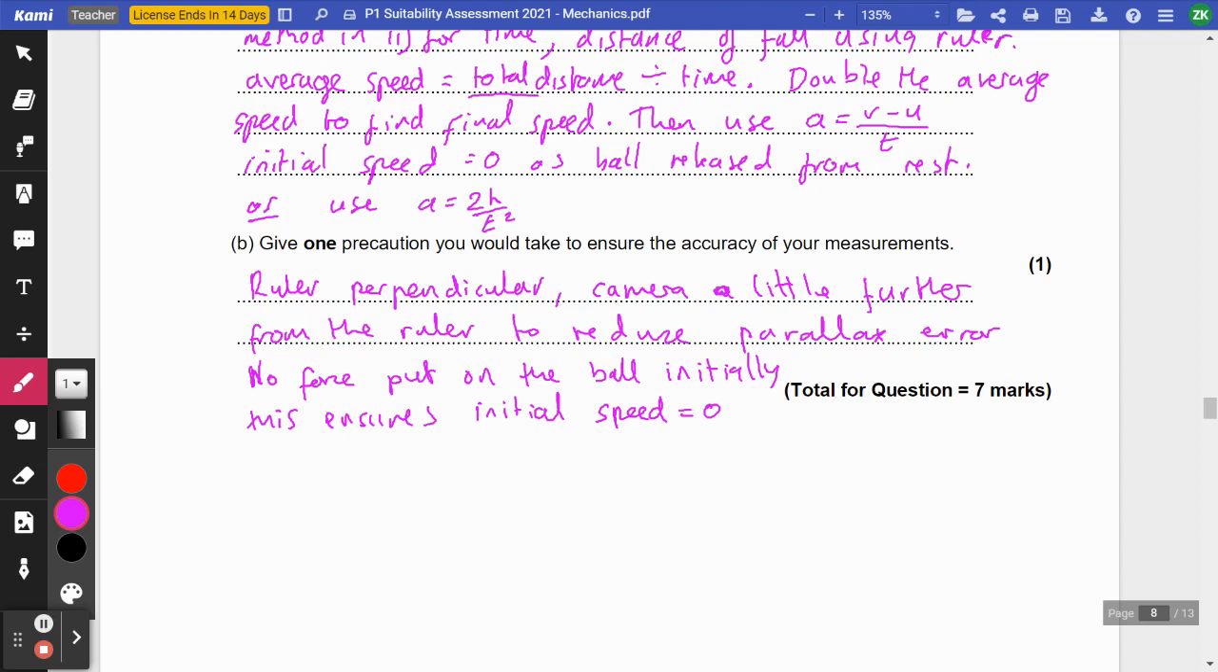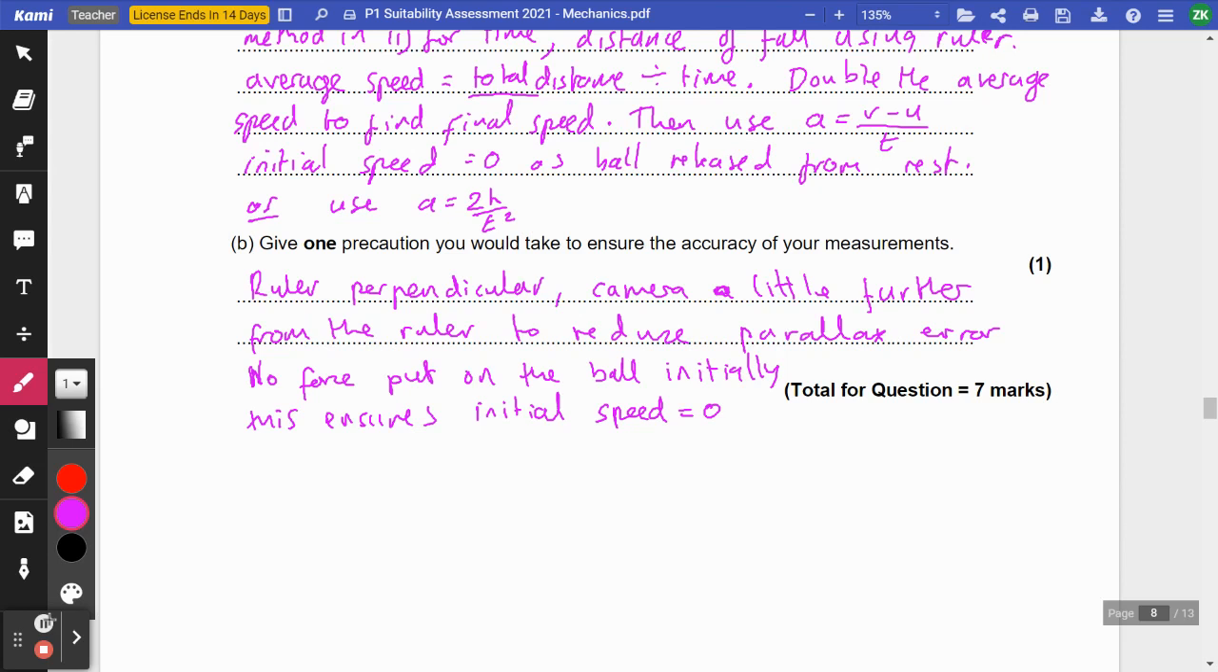Okay, so to make this experiment accurate, the ruler needs to be perpendicular to the surface because the object falls vertically. So ensuring the ruler is perpendicular will give you the right height measurements. So the camera that you set up is not too close, and we want to reduce parallax error. So move it so that it's still in focus, and that will reduce parallax error and therefore increase the accuracy.